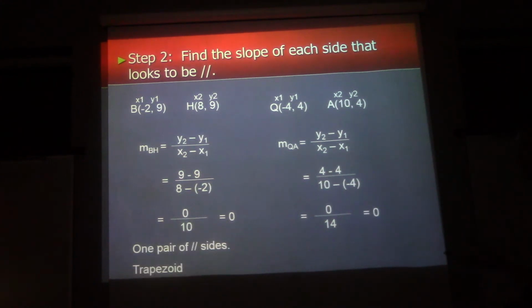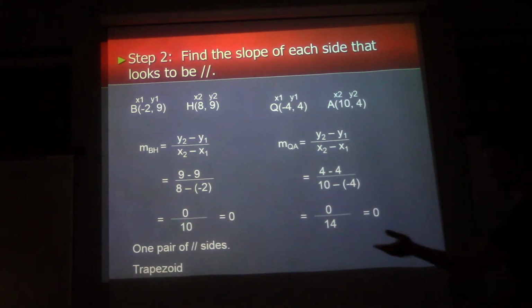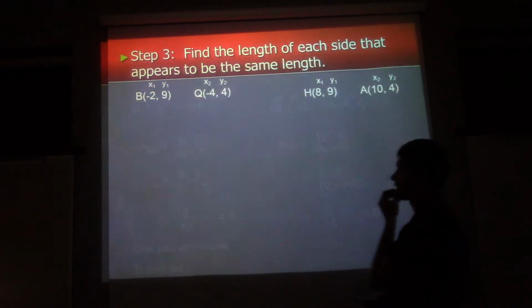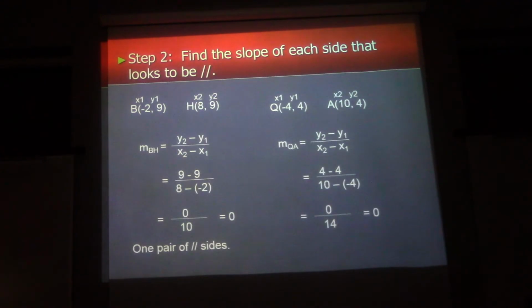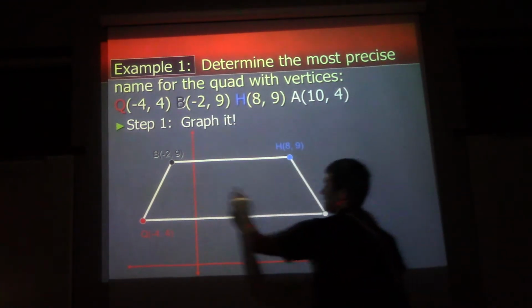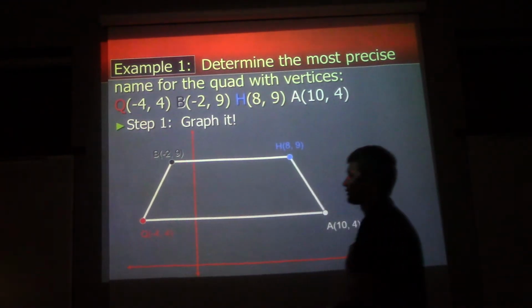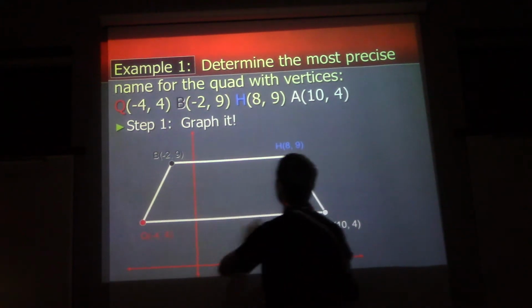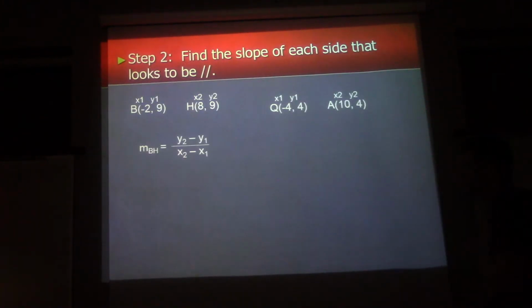The other thing, so you have a parallel side, so that's a trapezoid. The other thing we're going to check, if I go back to my picture, is whether these sides right here are congruent to one another. So I'm going to see if BQ is equal to HA.